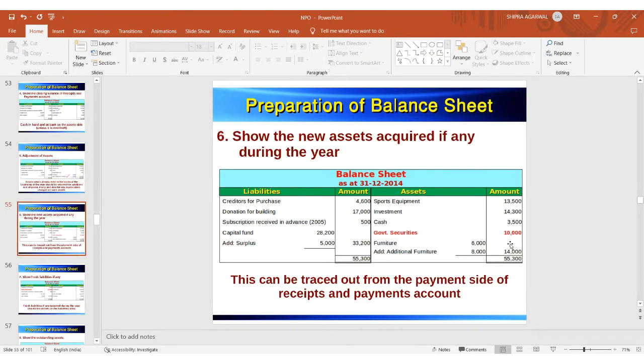Then many a times what happens is that during the year, a new asset has been acquired. That means previously it was not there in our books of accounts, but now we have acquired a new asset. Like in this case, you can see we have purchased government securities. So if this is the situation, then that is also to be added to your balance sheet. That means it is to be shown in your balance sheet.